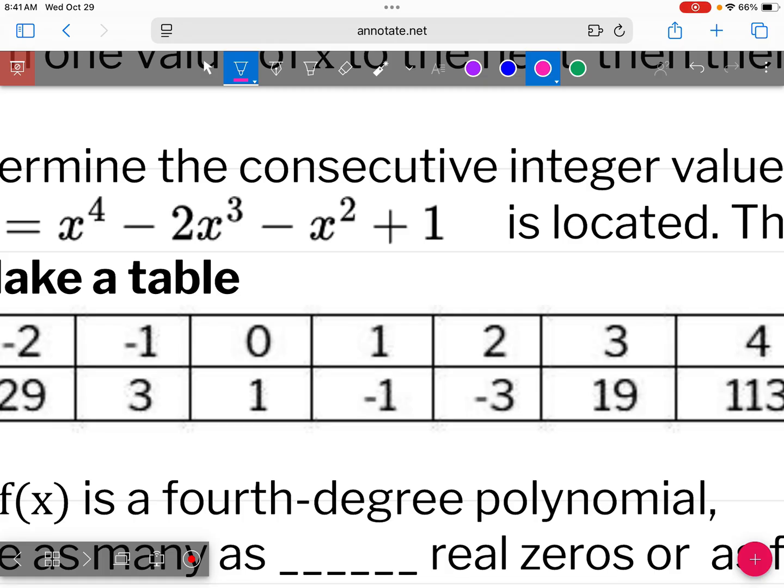Yes, and we're looking at our y values. We want to care when the y values change sign. Over here, between our x of 2 and our x of 3, because we go from -3 to +19. Absolutely right. Right here, we have switched from negative to positive. That is a change of sign.